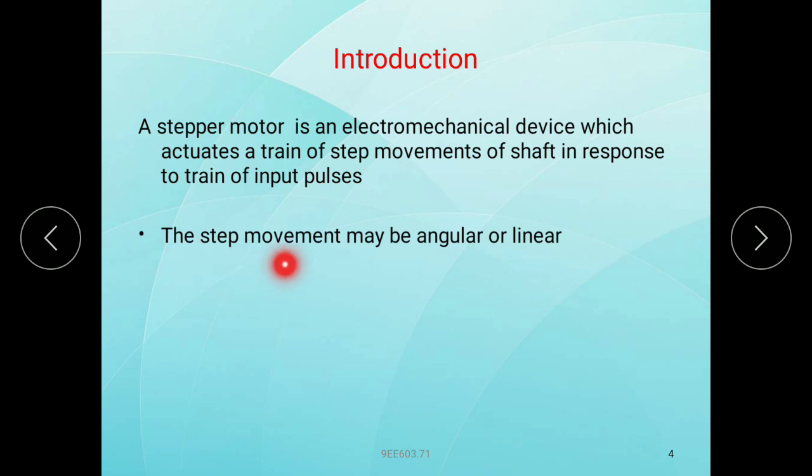The step movement may be angular or linear. Angular means this is the rotation, linear means in this straight way. In this straight way it is linear, angular means it is rotating. So here the step movement may be angular or linear.